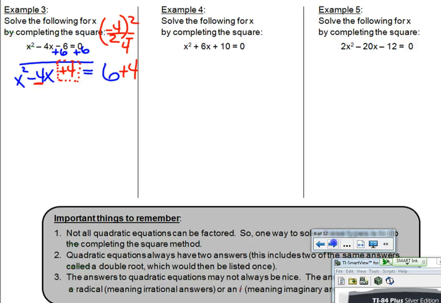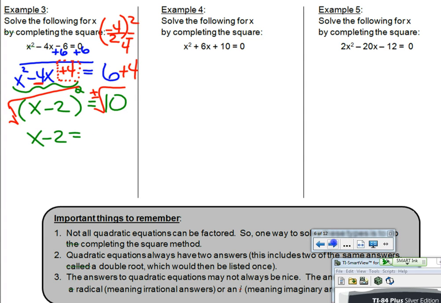Okay, so x squared minus 4x plus 4 is a perfect square. It means it can be factored into two of the same parentheses. It's going to be x minus 2 times x minus 2. So it's x minus 2 squared. That's our perfect square. Okay, all I have to do now is get rid of the power 2 and the subtract 2 on the inside. Square rooting will get rid of the power 2. So you're going to have x minus 2 left on the left, and you're going to have positive and negative radical 10 on the right.